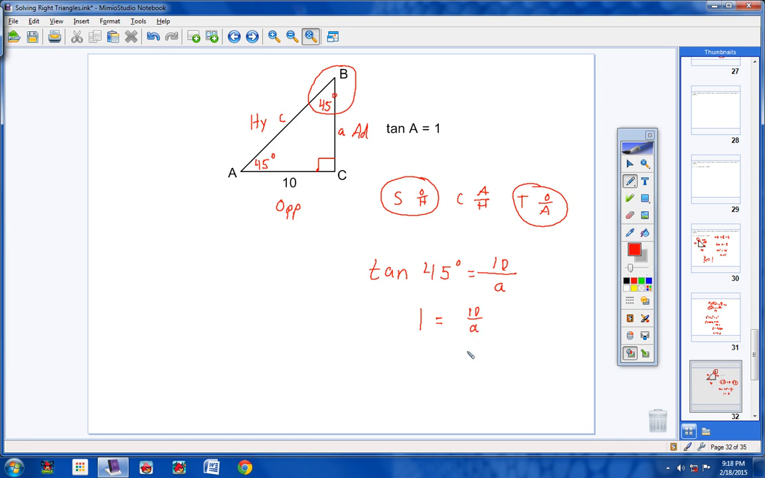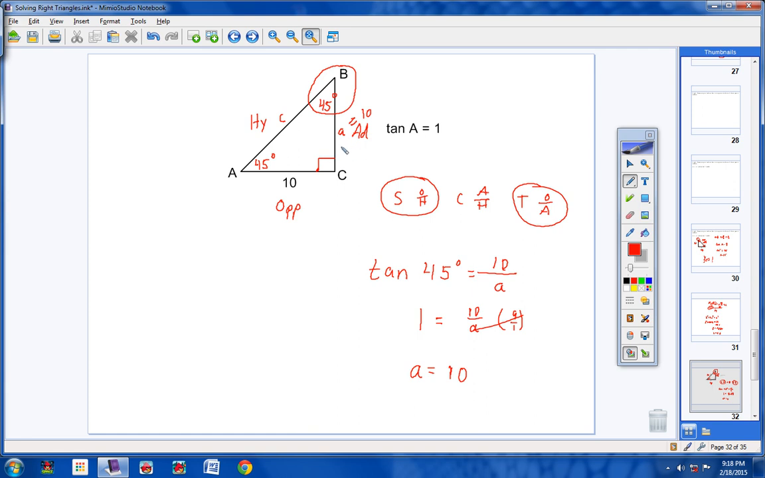Now, what is my denominator? A. Multiply both sides by A to get rid of your fraction. So 1 times A is just A. And 10 over A times A, 10 over A times A over 1, your A's would cancel, leaving you with 10. So now we know the length of A is going to be 10.